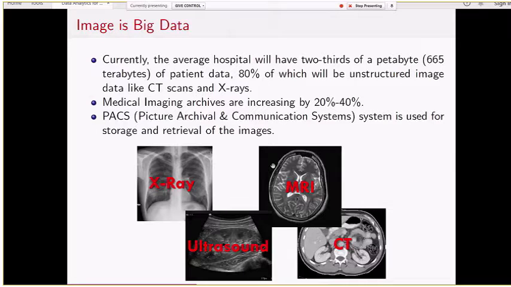Images have also become a very important data source in the medical domain. All healthcare providers use picture archiving and communication systems, PACS, and they store different types of images. The statistics show that 80% of the data stored by any healthcare provider is images of different types, like X-ray, MRI, ultrasound, CT, and others.